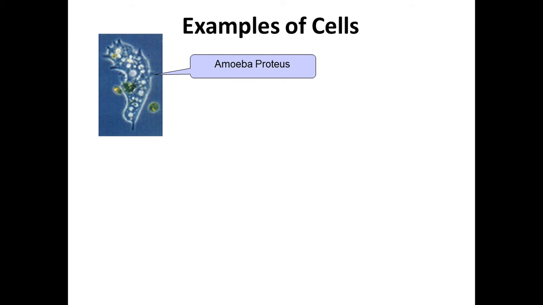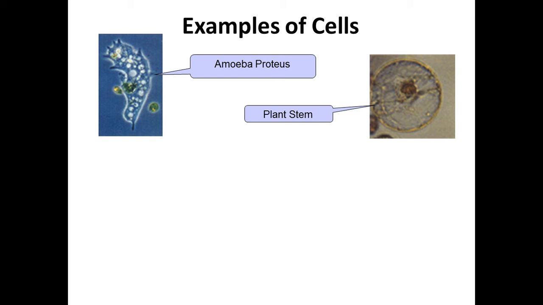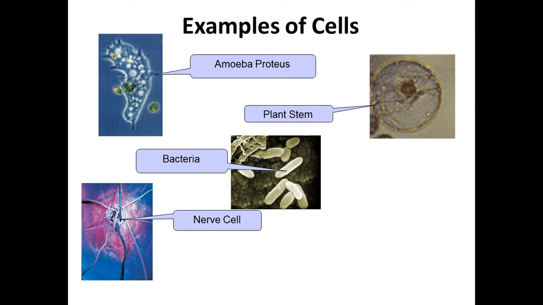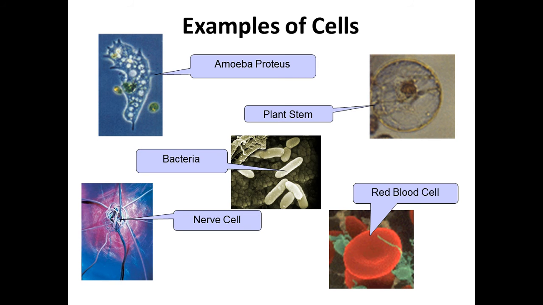Okay, that's an example of a cell. That's an amoeba proteus. That's a plant stem. That's a bacteria. That whole thing there is a nerve cell. And the red part is a red blood cell.